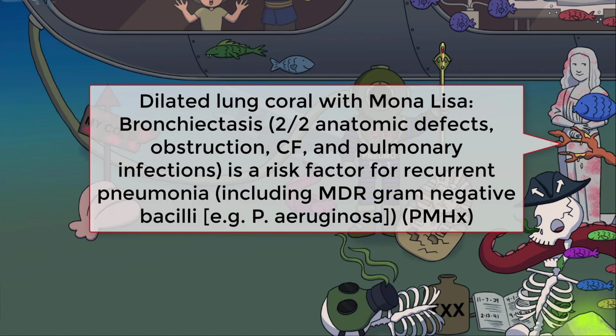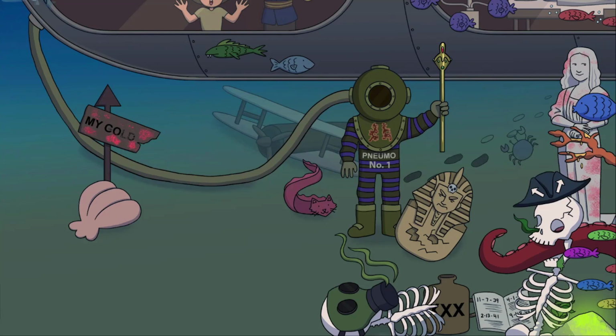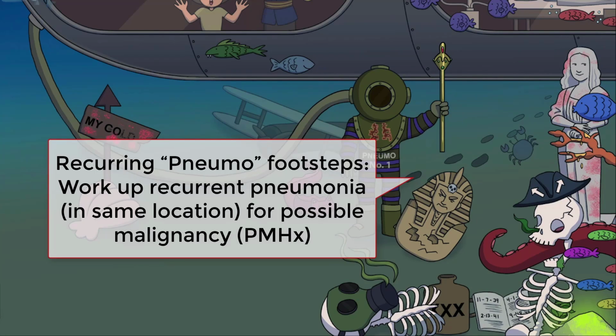Anatomic defects, obstruction, CF, and pulmonary infections can lead to bronchiectasis. Patients with bronchiectasis are at risk of recurrent pneumonia and are at particular risk of those same resistant gram-negative rods, including Pseudomonas. Patients with cystic fibrosis are particularly susceptible to pneumonia since they have difficulties with mucus clearance. The most common cause of pneumonia in patients under the age of 20 is Staph aureus. After the age of 20, it's Pseudomonas, yet again. Recurrent pneumonia in the same location may be a sign of lobar obstruction, possibly due to a malignancy. Patients with repeated episodes of pneumonia merit further workup.